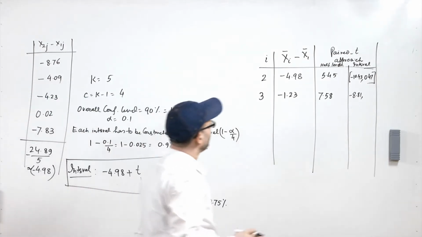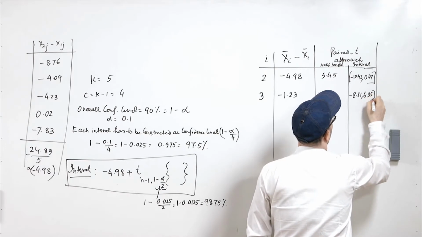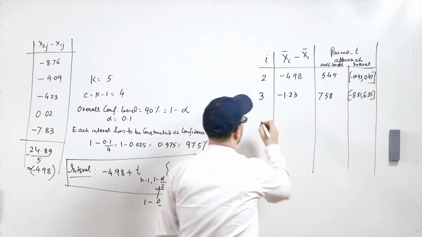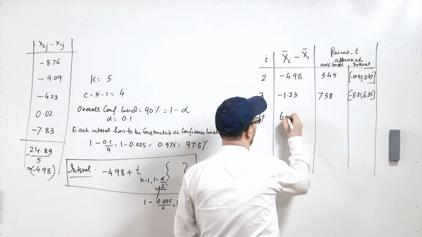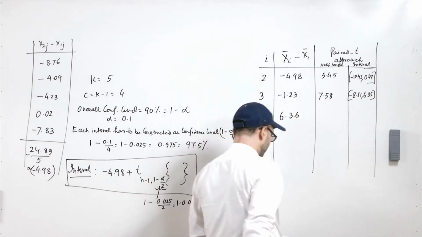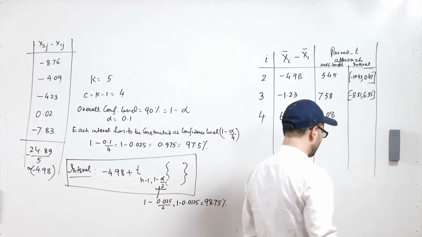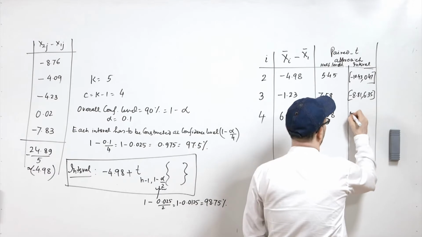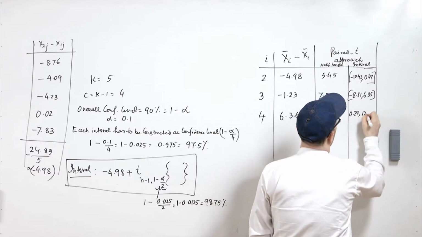So, it will be 6.35. So, again for the fourth system, if it is found to be 6.36, we get 6.08. So, you will have the confidence interval 0.28, and this will be 12.44.